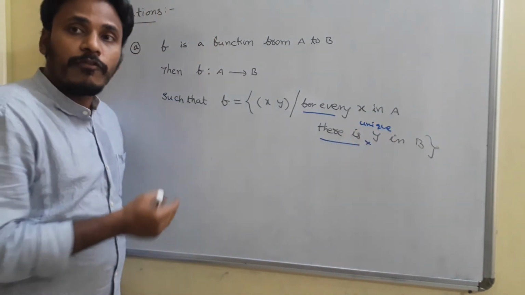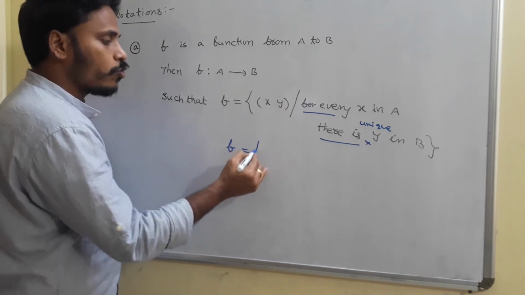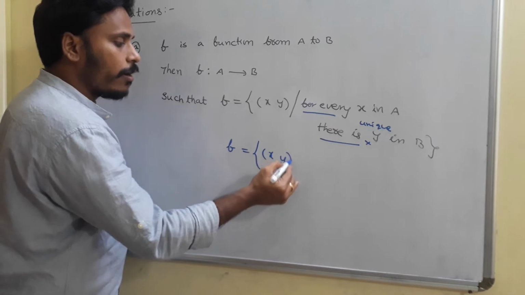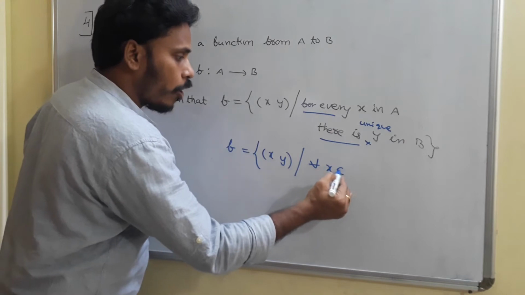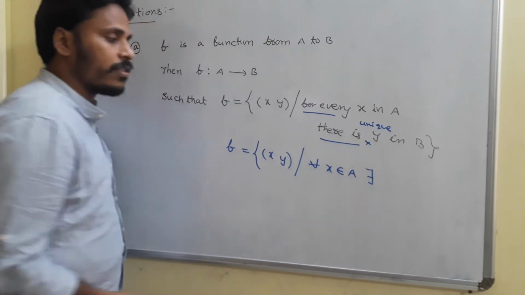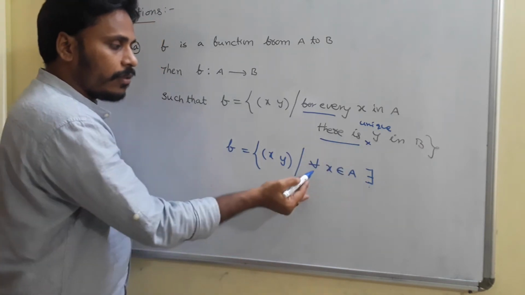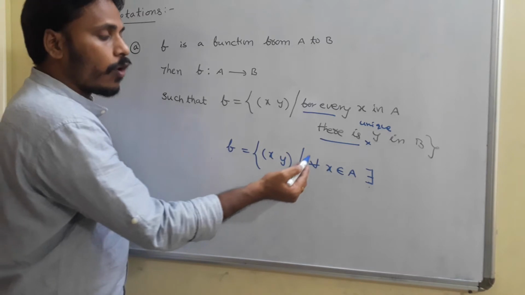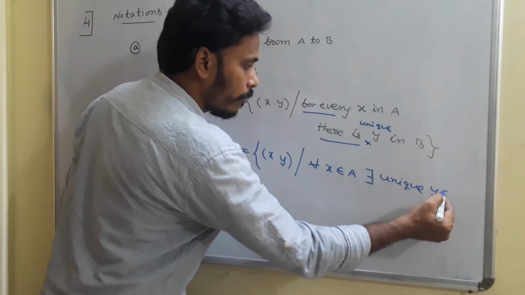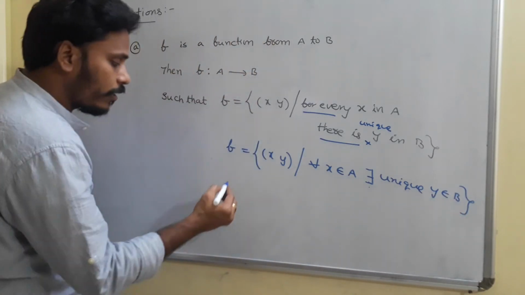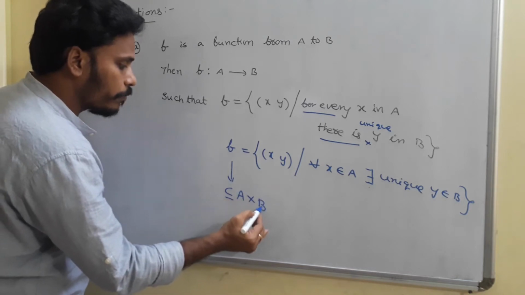Mathematically, for every you can use the symbol for all. Again, this is equal to: f contains the ordered pairs x comma y such that for all x belongs to A, there exists, in the sense there exists. This symbol is used for there exists, and this symbol is used for all. For all x belongs to A, there exists a unique y belongs to B, and this function f is always a subset of A cross B.